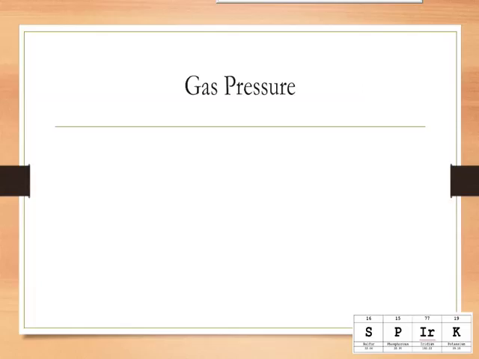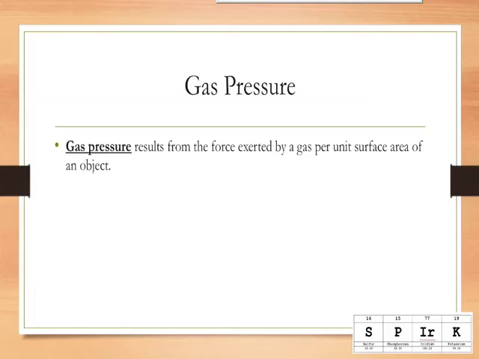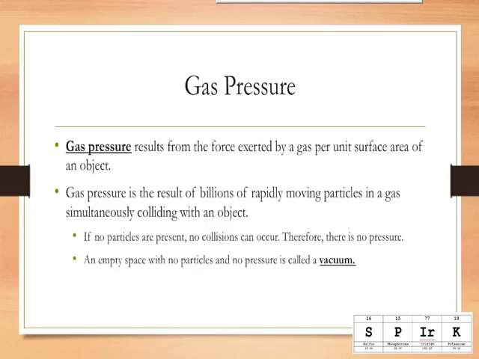So now let's talk about gas pressure. Gas pressure results from the force exerted by a gas per unit surface area of an object. Gas pressure is the result of billions of rapidly moving particles in a gas simultaneously colliding with an object. If no particles are present, no collisions can occur. Therefore, there would be no pressure. An empty space with no particles and no pressure is called a vacuum.